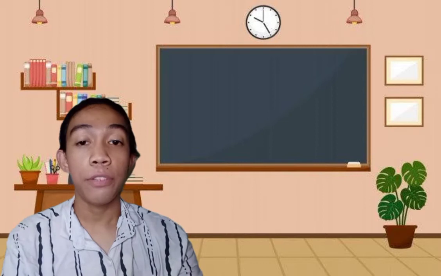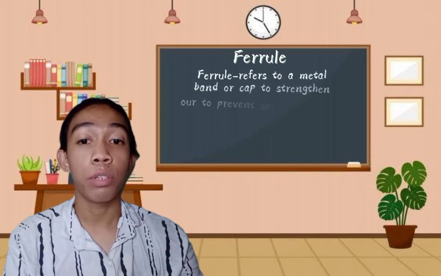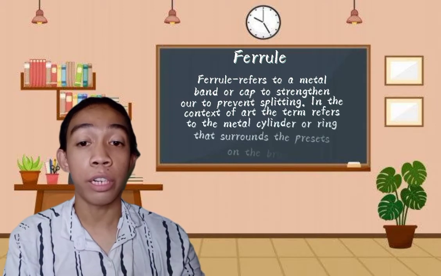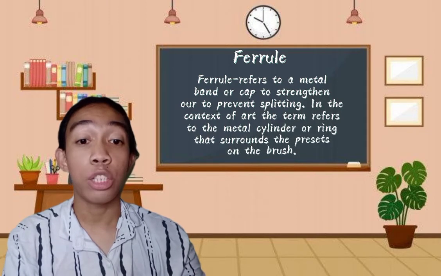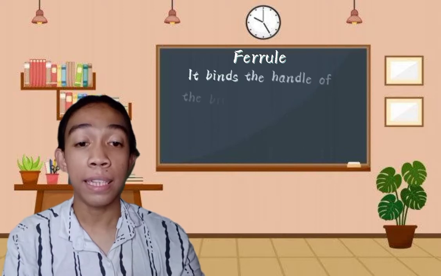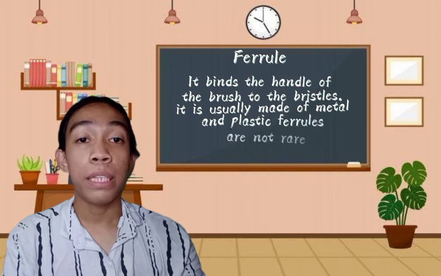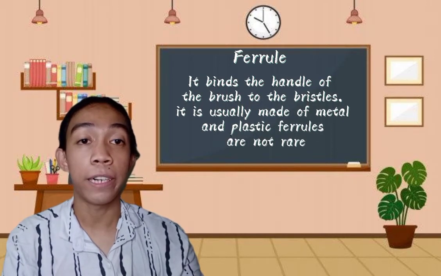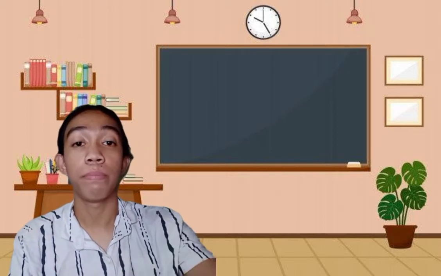The next one is ferrule. Ferrule refers to a metal band or cap to strengthen or prevent splitting. In the context of art, the term refers to a metal cylinder or ring that surrounds the bristles on the brush. It binds the handle of the brush and the bristles. It is usually made of metal, and plastic ferrules are not rare. And here are some examples of ferrule.